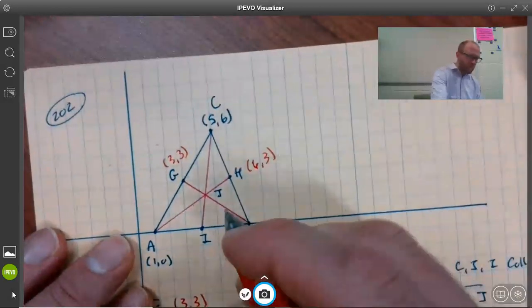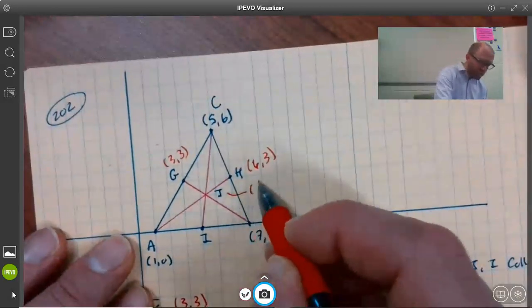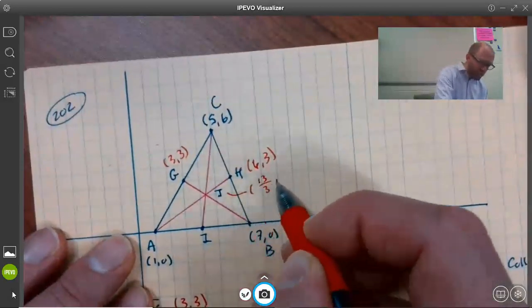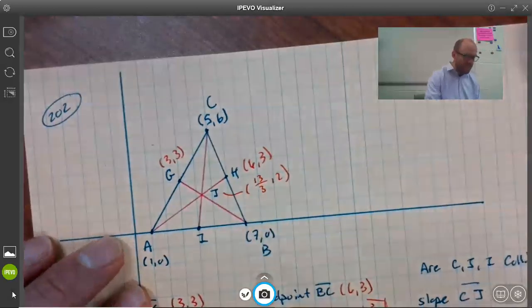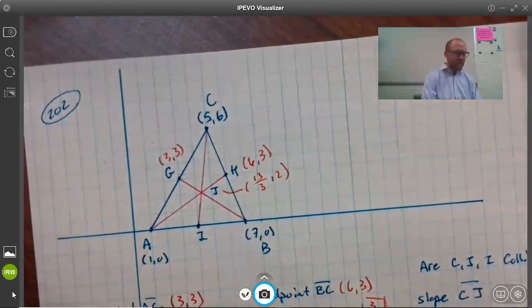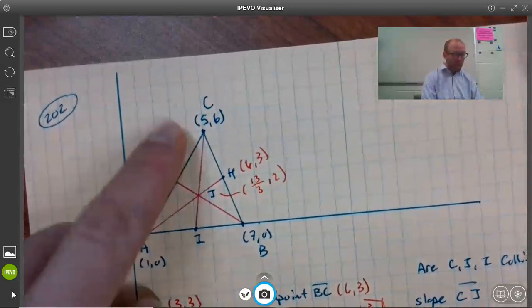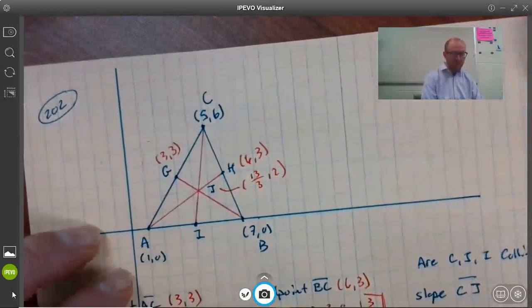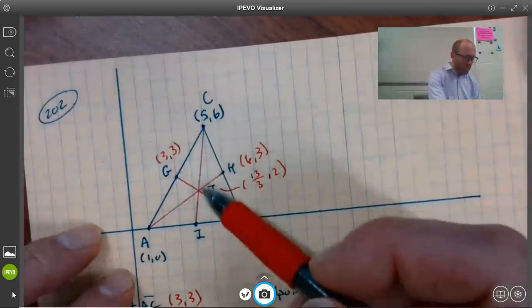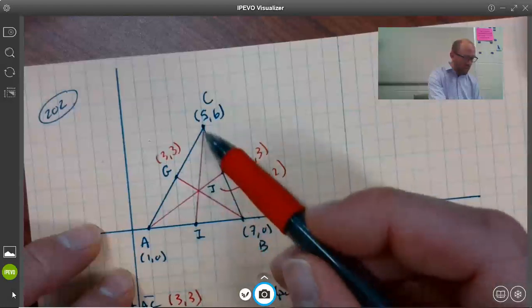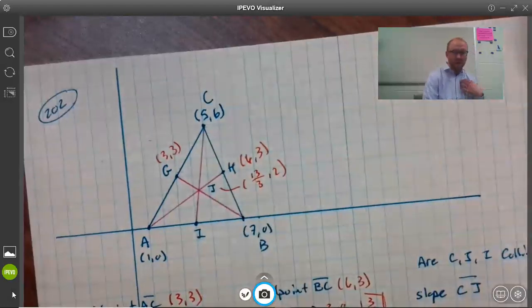So it's 13/3 and 2. That's the coordinate for J. 13/3, 2. Now you want to check to see, is that going to be collinear with C and I? If it is, then the slope of CJ will be the same as the slope of CI. So let's check.